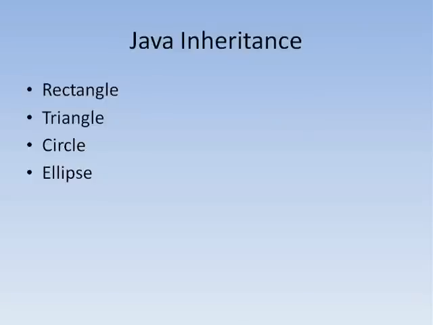In this video, we'll talk about how inheritance works in Java. Creating a hierarchy of classes allows us to define common attributes and methods in a single place rather than repeating them. As an example, we'll look at creating classes for four simple shapes: rectangle, triangle, circle, and ellipse.